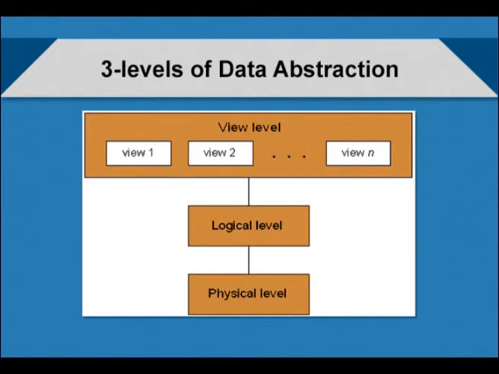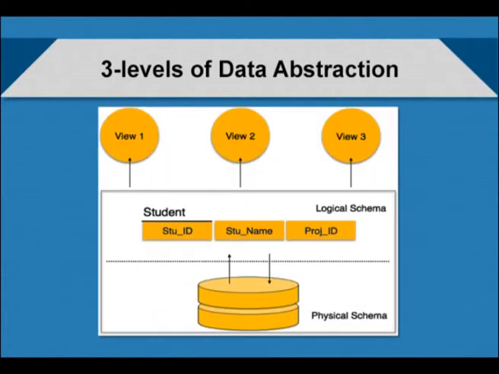This is the figure for the data abstraction. The lowest is the physical level, which talks about the storage part. The logical level talks about what data is being stored, and the third, the view level, pertains to the user. Here the physical schema, or the storage part, is over here. The actual data description, the logical schema, is over here. For the student table, student ID, student name and project ID are stored, and then the view levels define the views for various users.